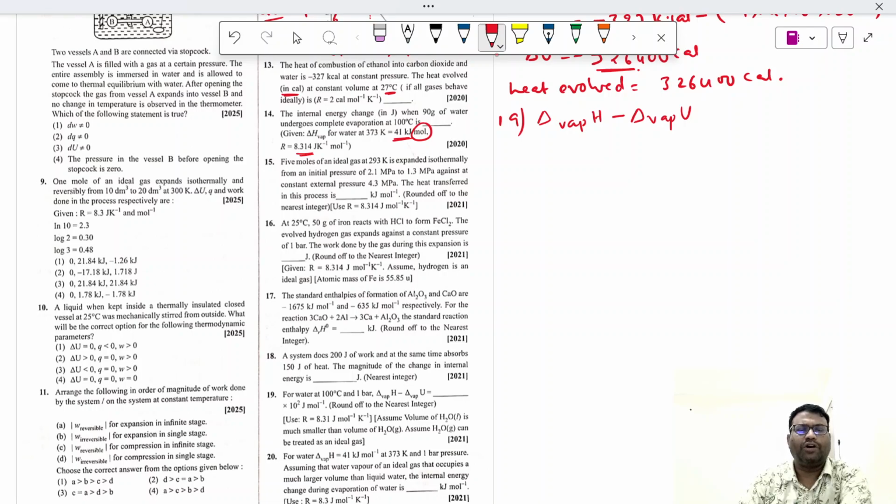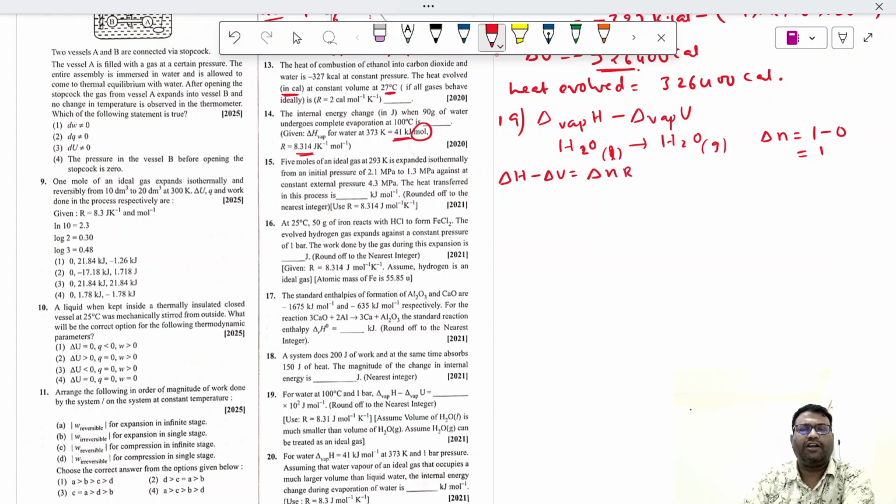Okay. So liquid water is converted into water gas. So delta n will be equal to the number of moles of gaseous products minus the number of moles of gaseous reactants, 1 minus 0. Why is it 0? It is in the liquid state. It is in the gaseous state. That is equal to 1. So delta H minus delta U is equal to delta nRT.